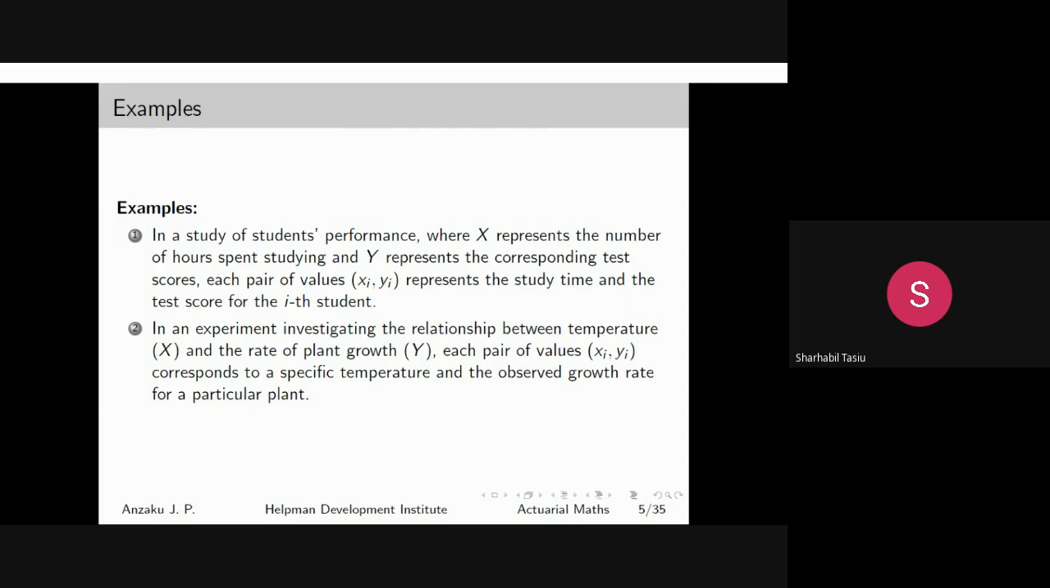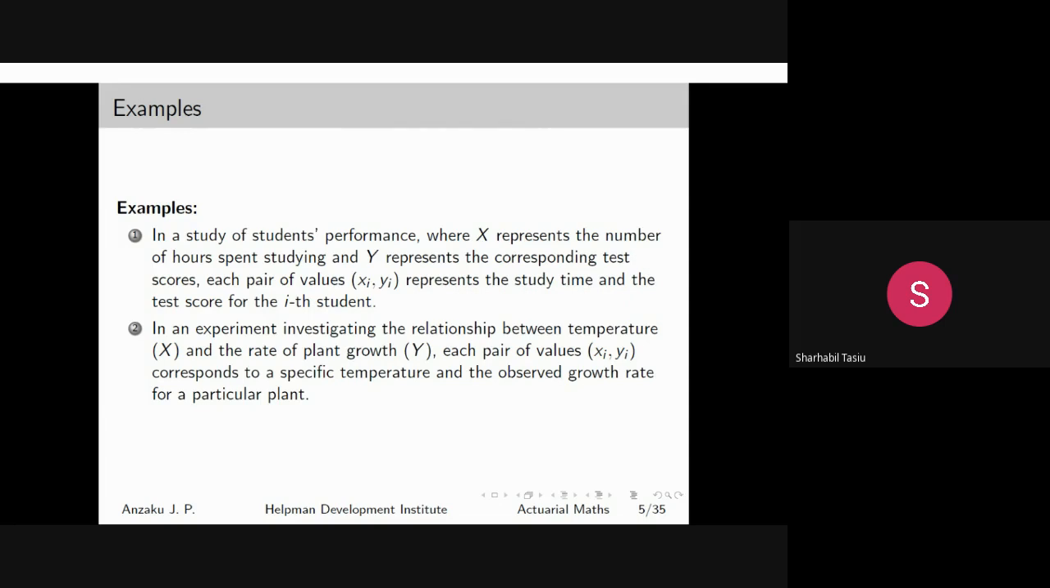So we have two random variables there, and we're trying to understand their relationship. So that leads us to what we call covariance, variances, standard deviation, correlation, and so on and so forth.